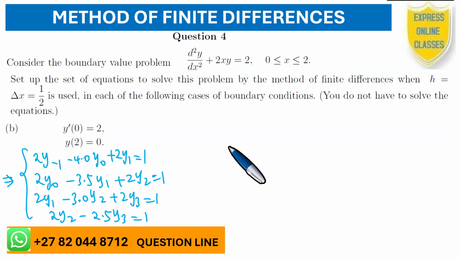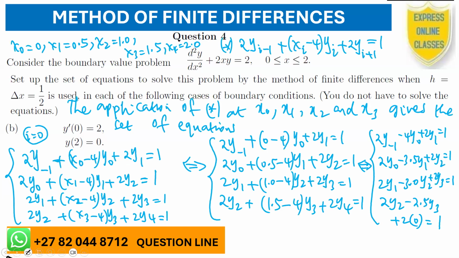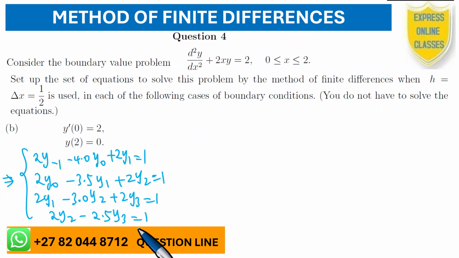In continuing, we are solving this problem. The equations are visible. We have these particular equations. We've solved them. For example, if you look at the bottom equation, 2y2 and then 2 times 0 gives us a 0. You have 2y2 minus 2.5y3 equals a 1. This is it.